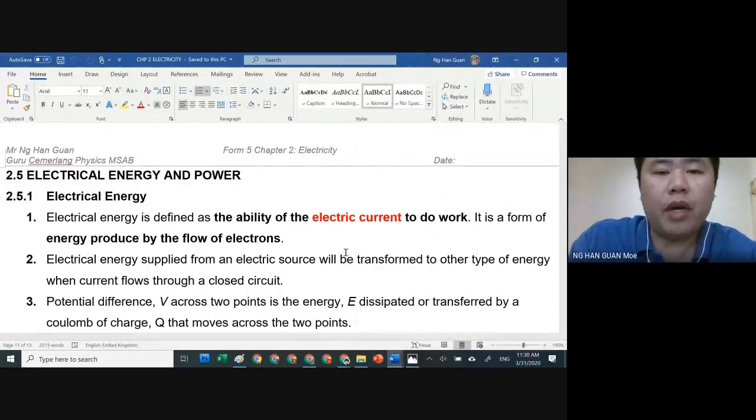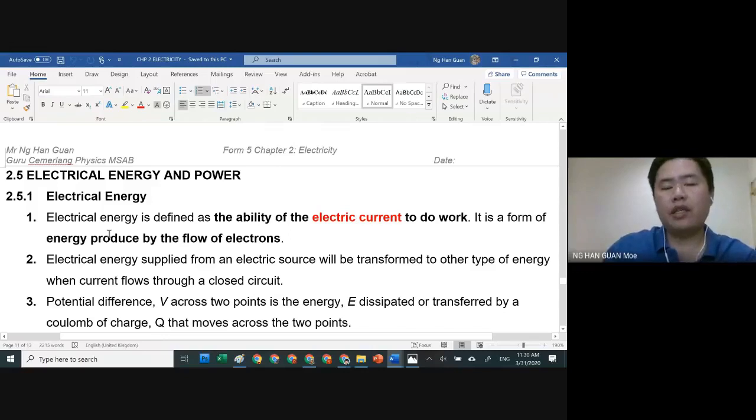Electrical energy and power. If you still remember, you learned energy and power in the Form 4 syllabus, chapter 2, at the ending part of the chapter last year. So when it comes to chapter 2, Form 5, we learn again about energy and power, only this energy and power has a specific focus on electrical. We call it electrical energy and power.